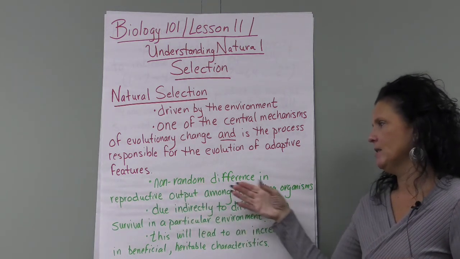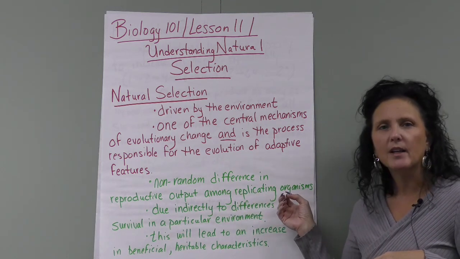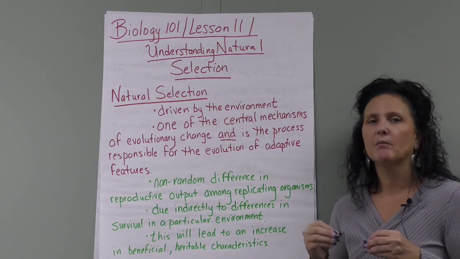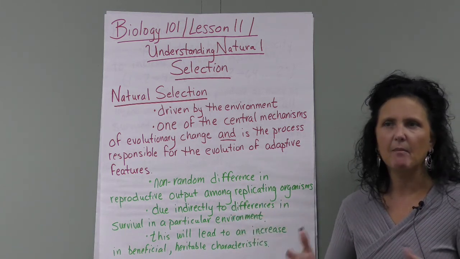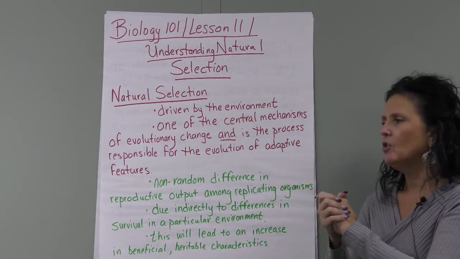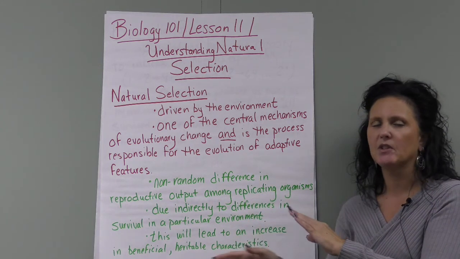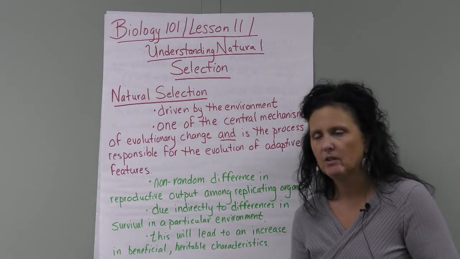There's a non-random difference in reproductive output among replicating organisms, right? That means each organism produces a specific amount of other organisms. It might be in a continuum, but it's still a specific amount. You don't have two organisms of the same species where one produces thousands of offspring and others just tens. Okay, it's non-random.